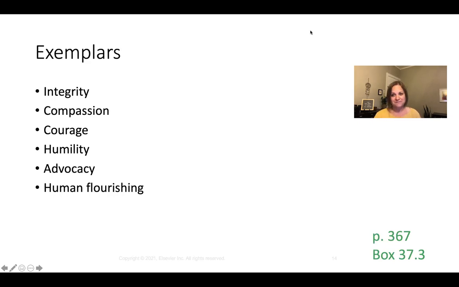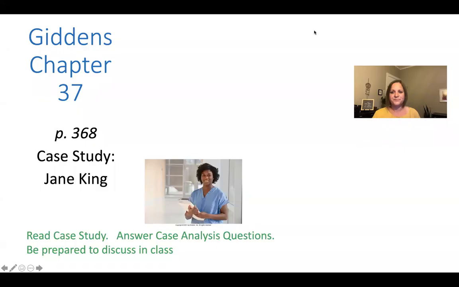And finally, human flourishing, which means we not only want to prevent illness, but we want to promote wellness and help our patients and communities thrive in whatever situation they're in. Your final step for this chapter is to go ahead and read the Jane King case study on page 368. We'll be discussing that and analyzing that in class, so please be familiar with it before we come to class.